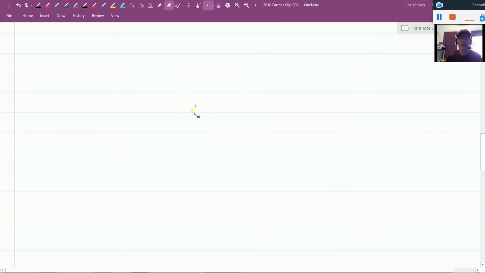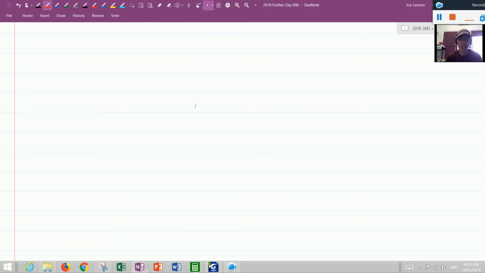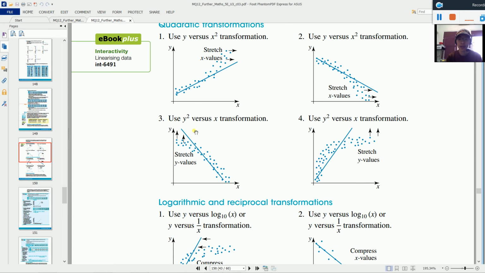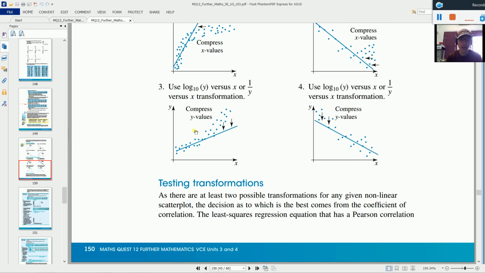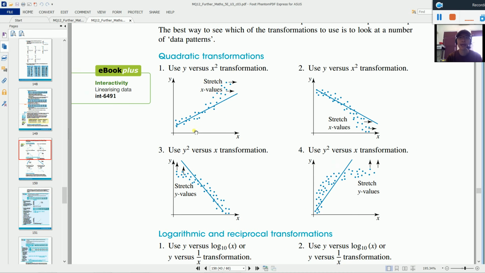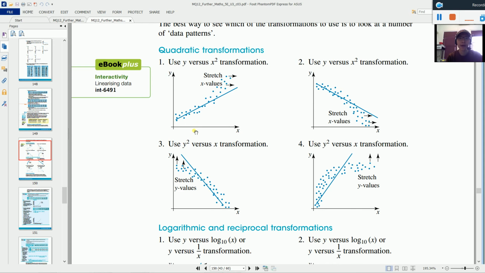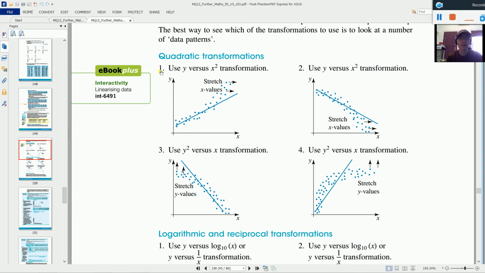If you're looking at your book, that is from chapter 3, page 150. It gives you quite a few examples. There are three kinds of transformation you can choose from. The very first one is called quadratic transformation. Quadratic transformation is an action of stretching. You try to stretch x or stretch y. If you take the square of x, it means that you stretch the x value. We call this the x squared transformation.